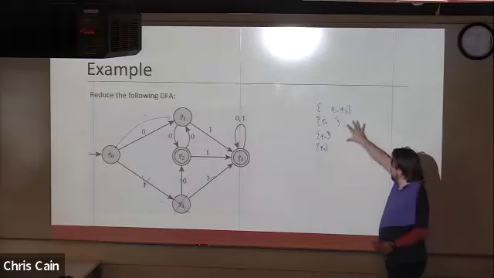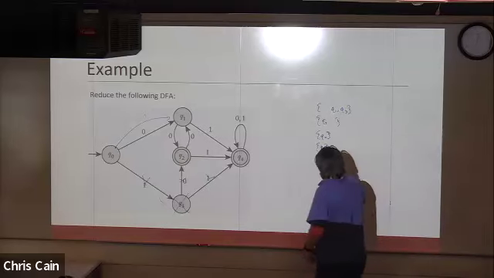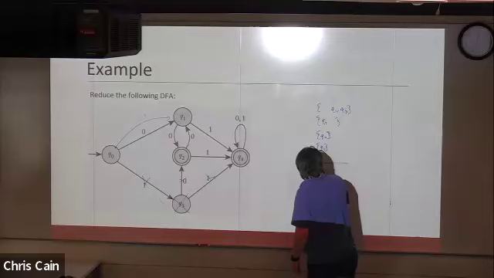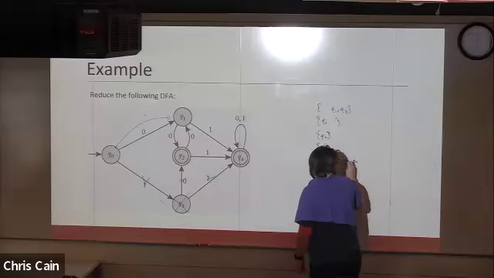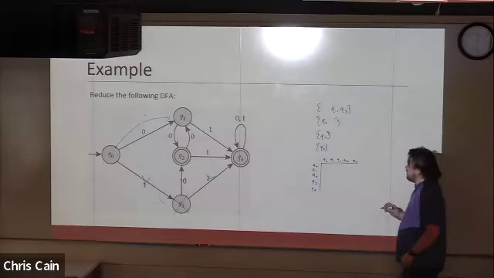You can also, instead of drawing it out like this, draw it out like a table. This would be a triangular table where we would have Q0, Q1, Q2, Q3, and Q4 on one side, and Q0, Q1, Q2, Q3, and Q4 on another. I'm just going to put an X when we can show that they're distinguishable from each other.